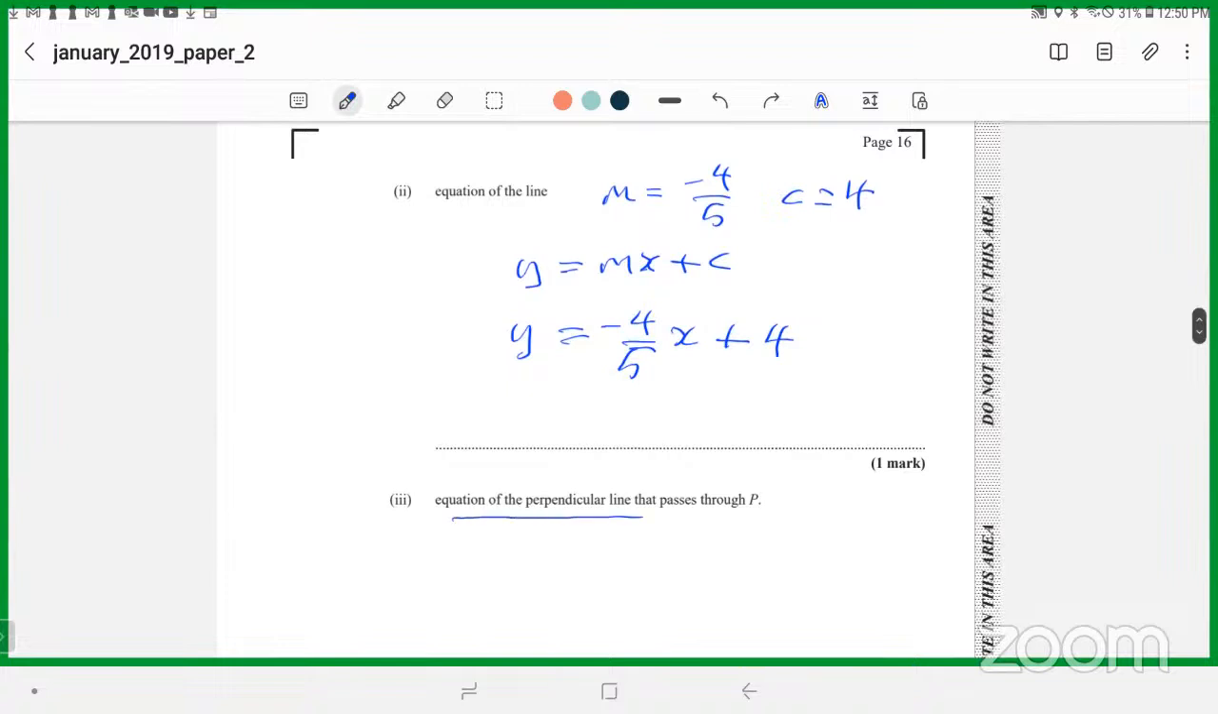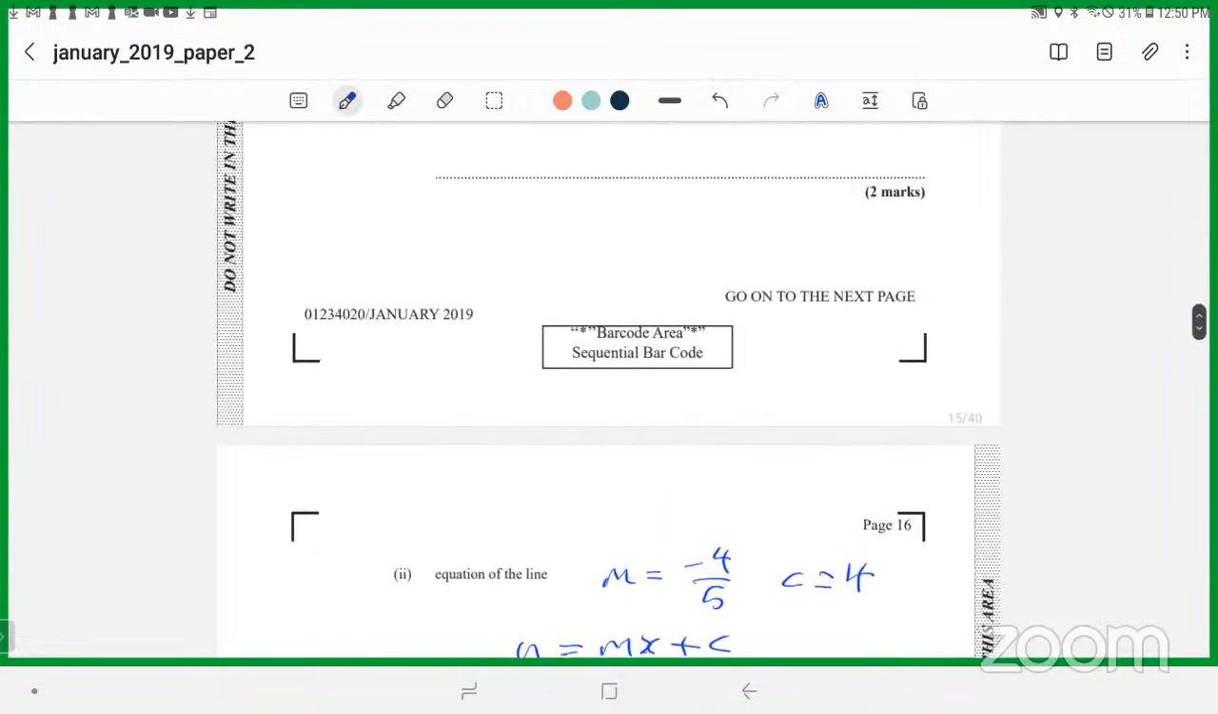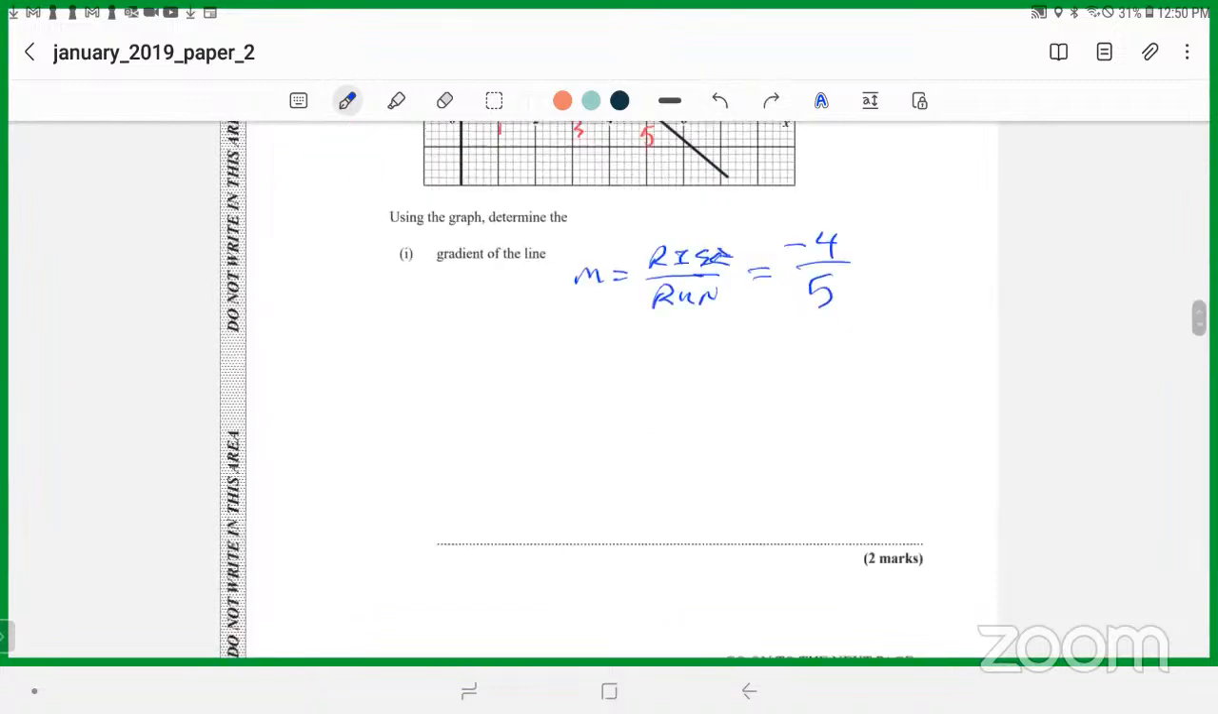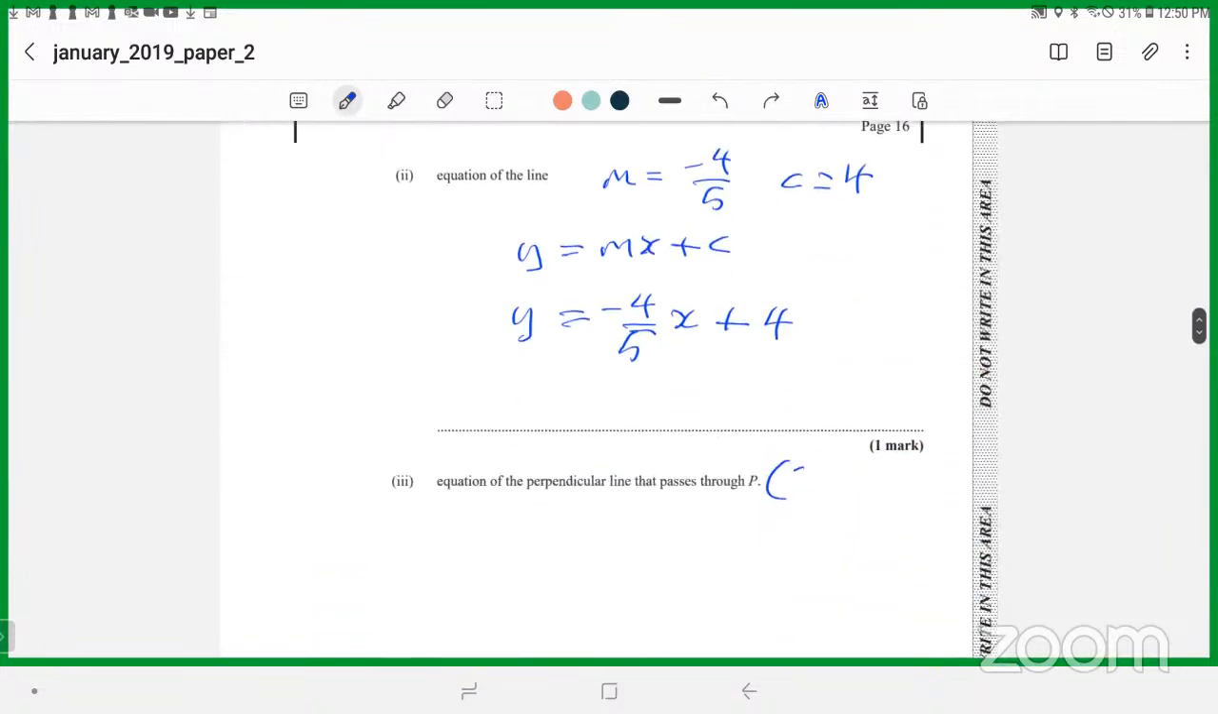Now the equation of the perpendicular line passing through P. What is the point P? Let's mark it down. P is the point (5, 0). They want a perpendicular line. Let's call it line 2.